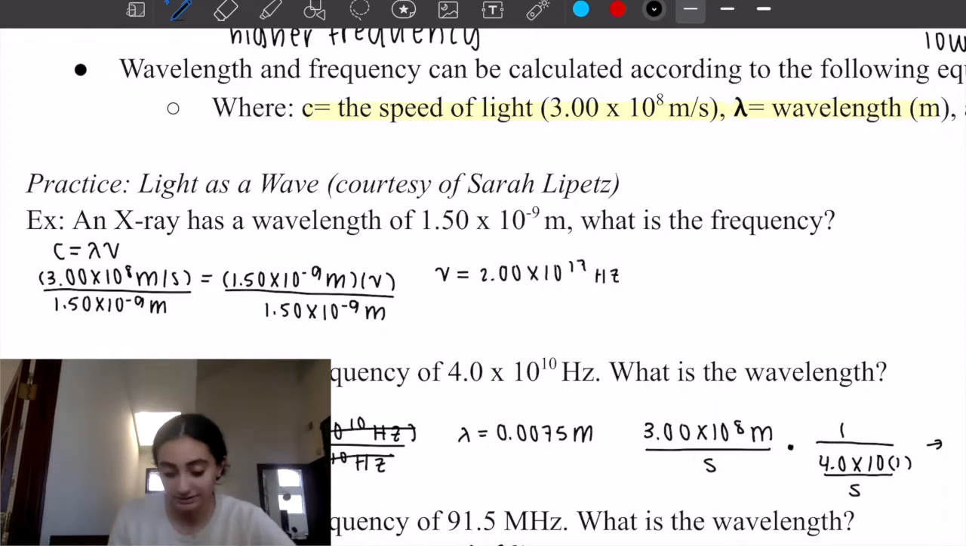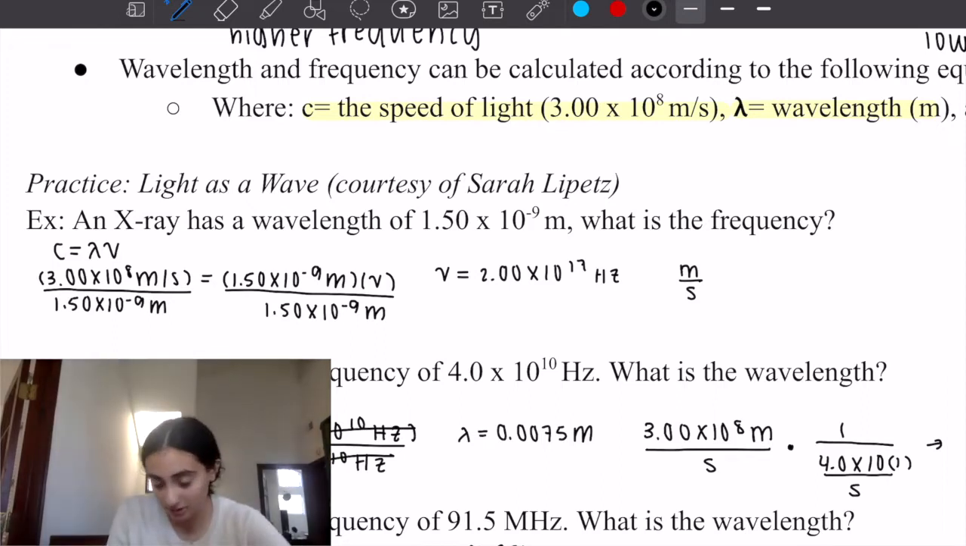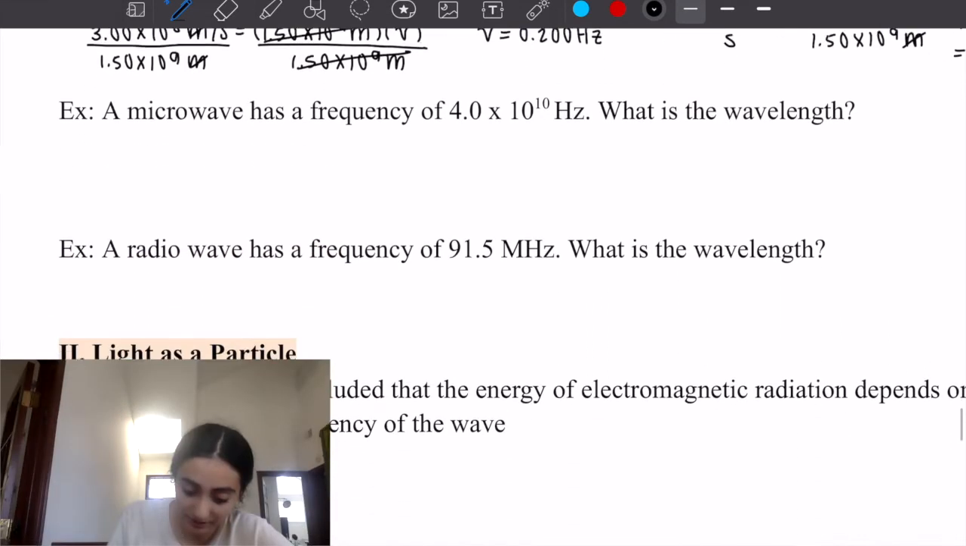Now the units, the way that that cancels out, we have meters per second, and we are dividing it by meters, but when you divide a fraction, you multiply by its reciprocal. So we are going to multiply by 1 over meters, and the meters cancel out, and we get 1 over second, which equals hertz. Let's do our next problem.